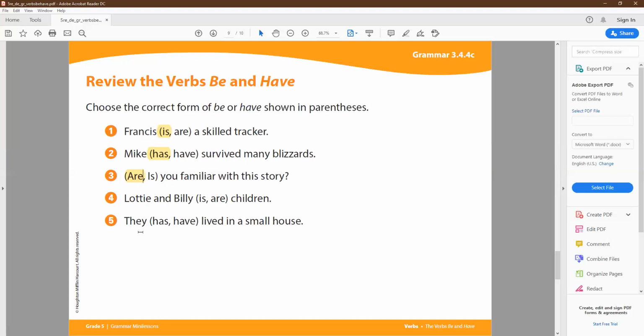Okay, so let's look at number 4. Lottie and Billy. Is or are children? Well, Lottie and Billy, that's more than one subject. That's 2 subjects, so that's going to be plural. So since our subjects are plural, our verb also needs to be plural. So that's going to be are children.